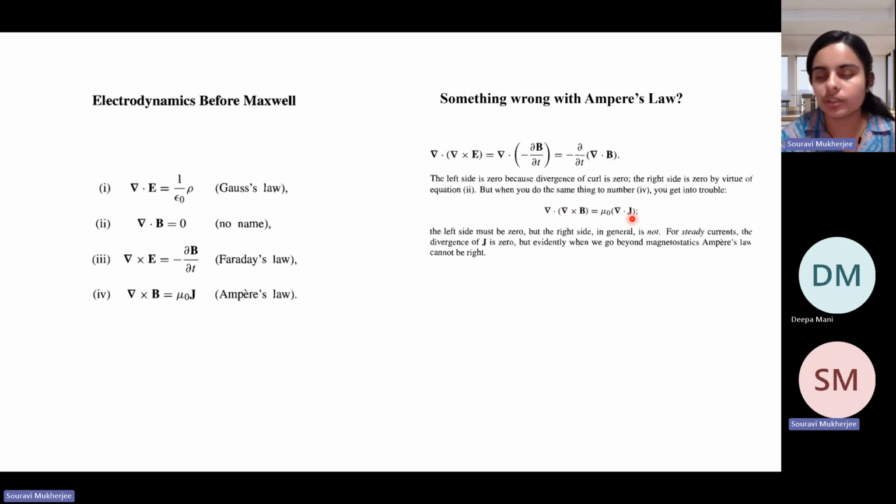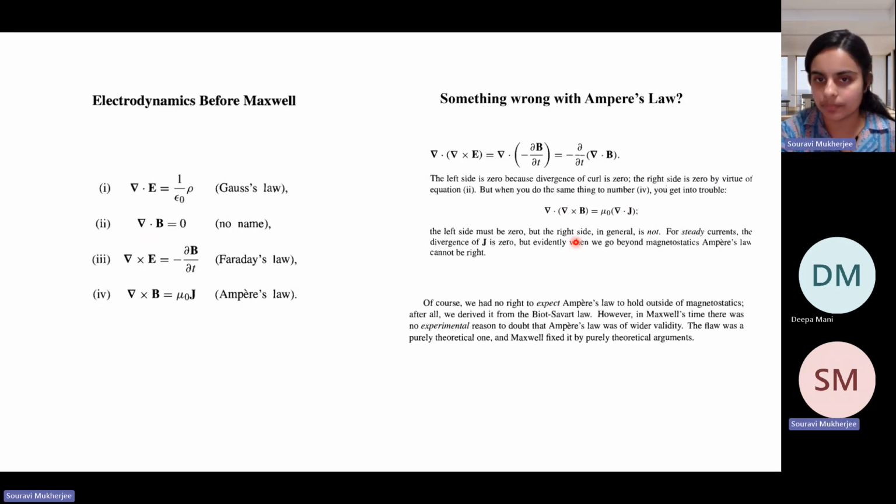From the continuity equation, we know that divergence of J is equal to minus del rho del t. So in cases where you have an unsteady current, where there are unsteady effects, divergence of J will not be 0. So then your divergence of curl of B becomes non-zero. So that's a problem. That hints at the fact that there is something very wrong with Ampere's law.